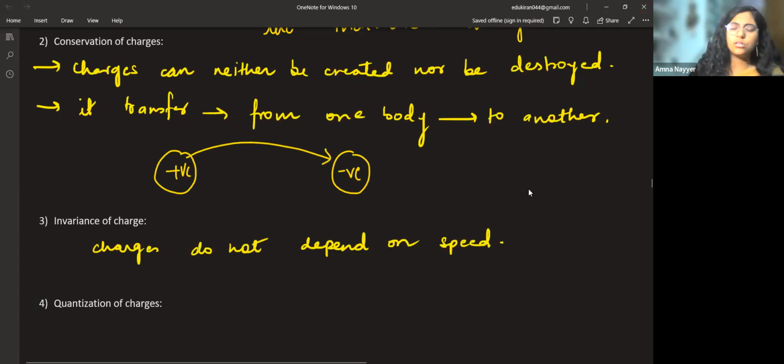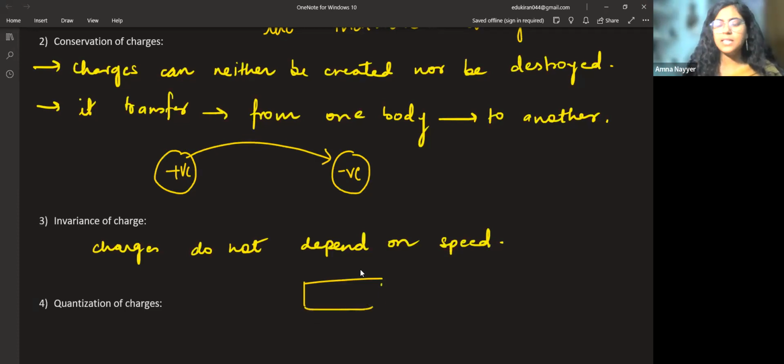Invariance of charge is also very easy. Invariance of charge means that charges do not depend upon the speed. That is, if there is a body, this has a velocity. Let's say this has a velocity of 5 meter per second, and the charge this body A is holding is +4 microcoulomb.